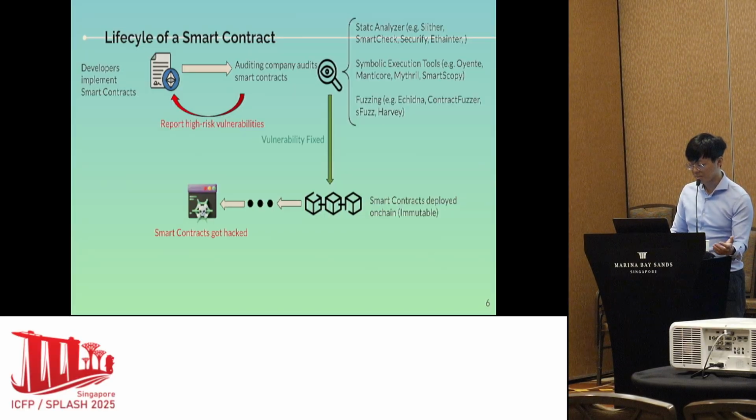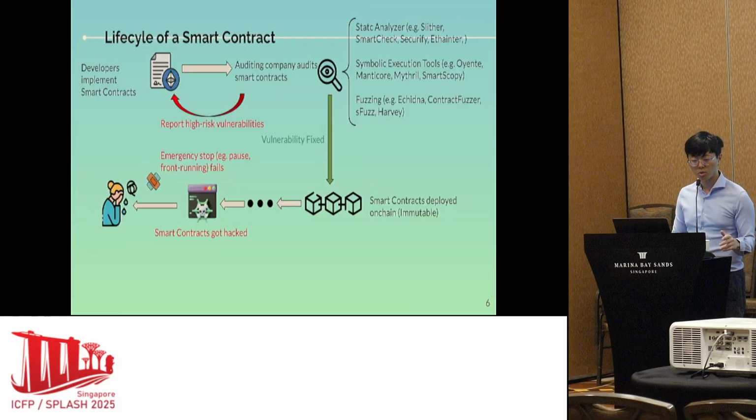The smart contract may function well for some time until one day it gets hacked. In such cases, maintainers can do some emergency stop, such as trying to send a transaction to pause the protocol before the attacker's transaction hits the blockchain, but if that fails, which is very common, the funds are stolen, and there's nothing more that can be done after the hack transaction is finalized on-chain.